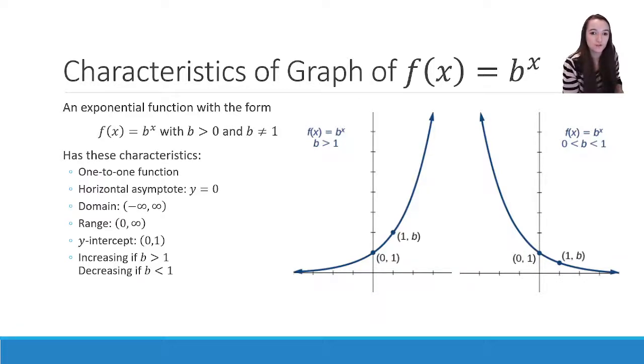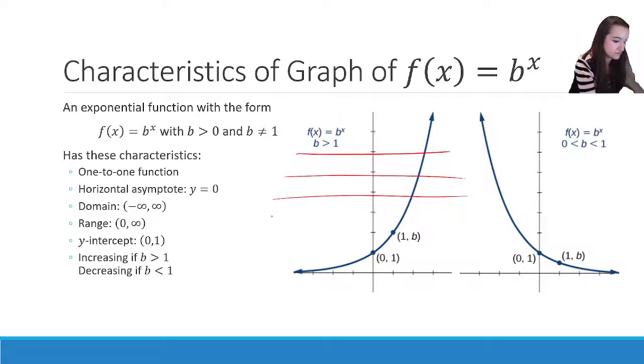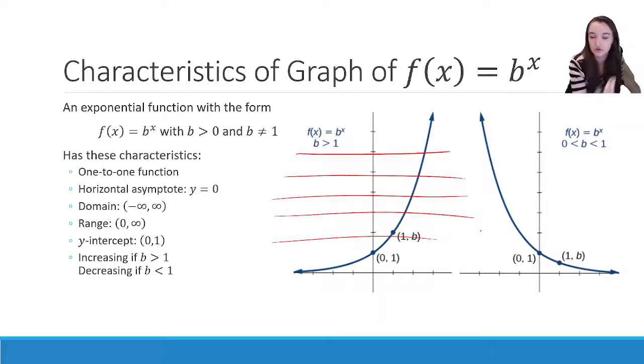All right, so graphing. An exponential function with the form f of x equals b to the x. Notice this is the most basic form that we can make. With b greater than 0 and b not equal to 1, it has the following characteristics. It is a one-to-one function, right? That means it passes the horizontal line test, and of course it passes the vertical line test. It's a function in the first place. It has a horizontal asymptote at y equals 0. Its domain is negative infinity to positive infinity. Its range is 0 to infinity. Its y-intercept by default is (0, 1).